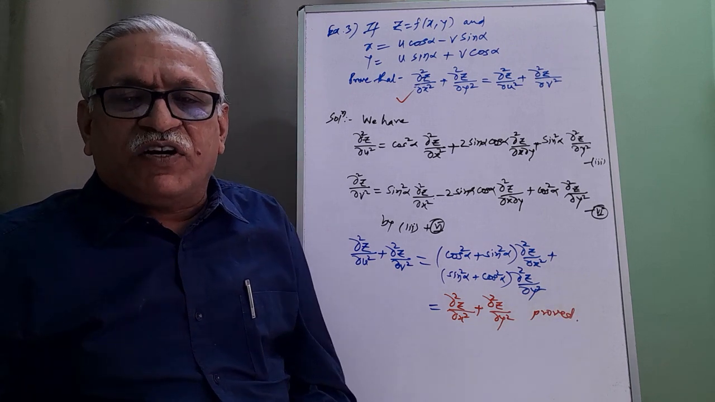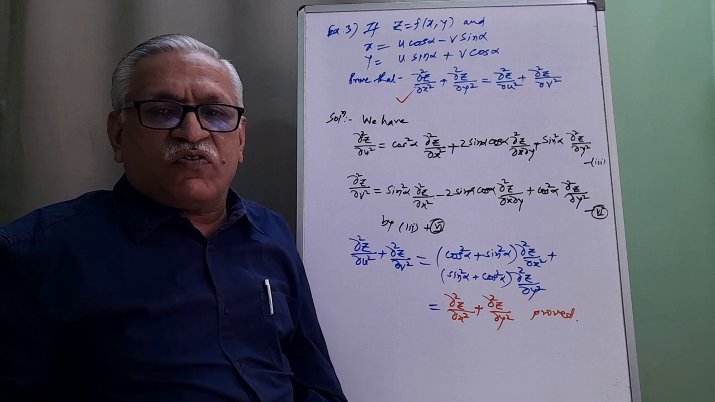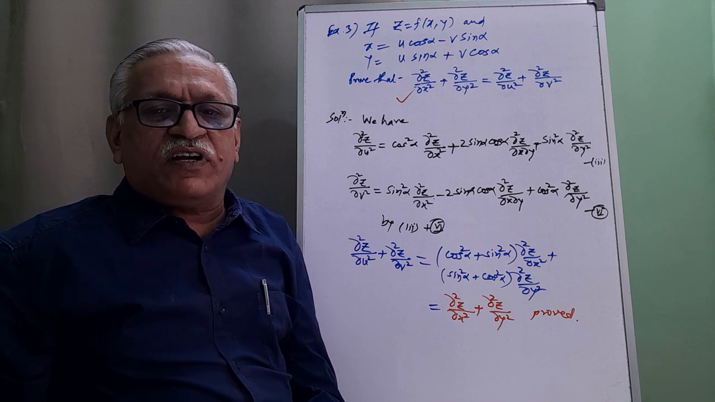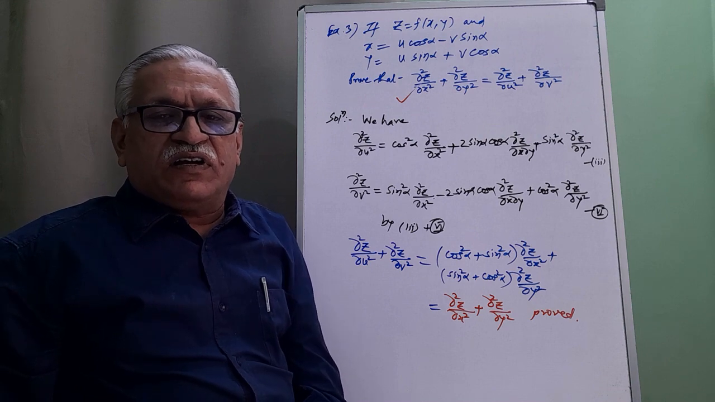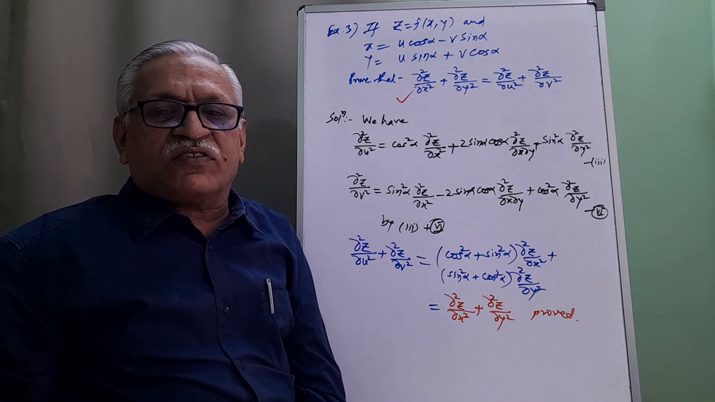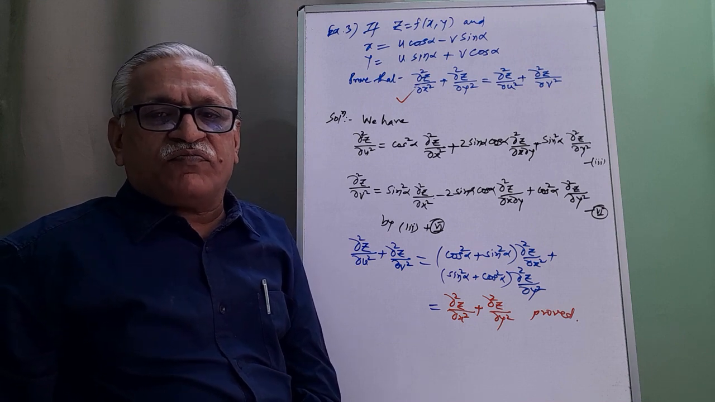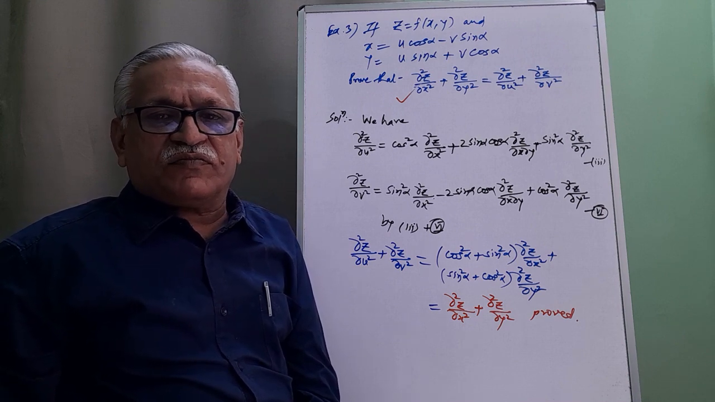In this video, I have discussed 3 problems. One on Euler's theorem and 2 on change of independent variable. In my next video, I will discuss the 3rd unit, that is application of partial differentiation.